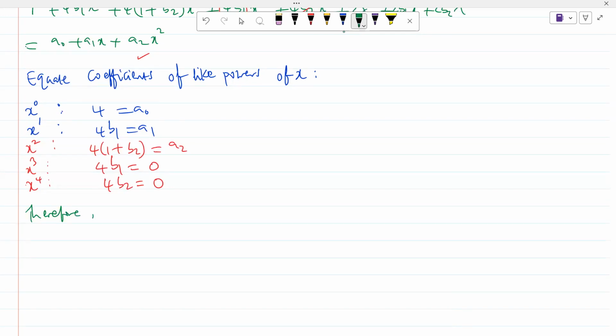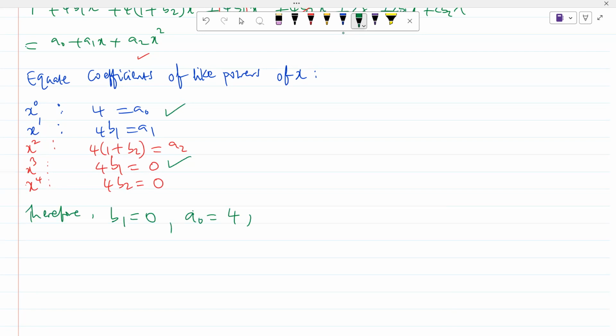So therefore B1. What is B1? Well, B1 is equal to 0 from the cubic. We just divide by 4, both left and right. And then here we have A naught. What is A naught? A naught is equal to 4, exactly from the first equation of the constants, the x to the power naught terms.